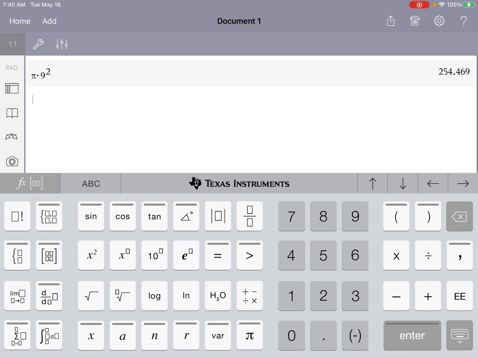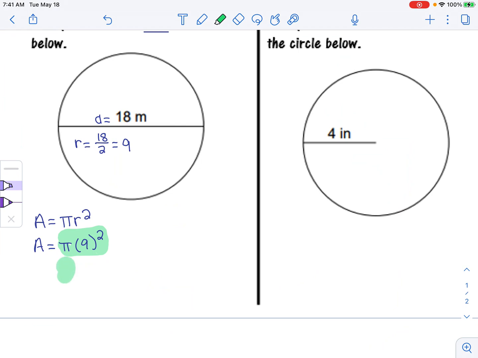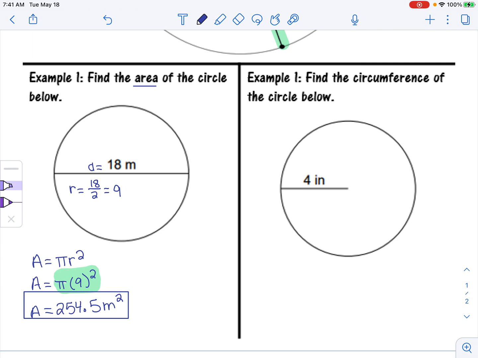So I have 254.46. That 6 tells me the 4 becomes a 5. So 254.5. So my area is 254.5 meters squared. And that's it.